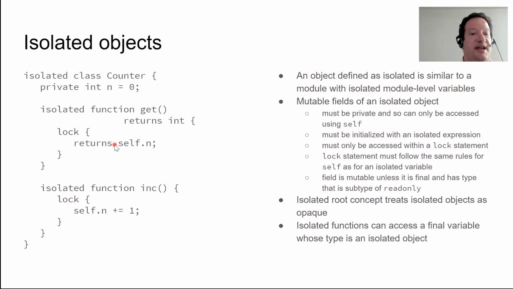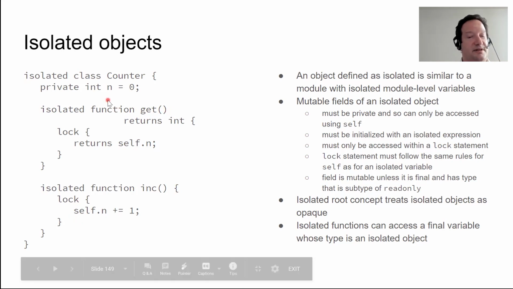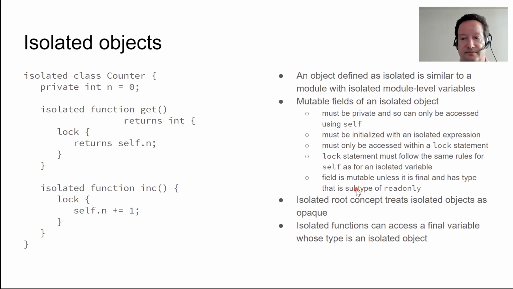So in the isolated object case, when you access a field, which you do via self, you have to lock. So we can see that this object here is safe. It's got mutable state, yes, but whenever that mutable state is accessed, it's done within a lock.